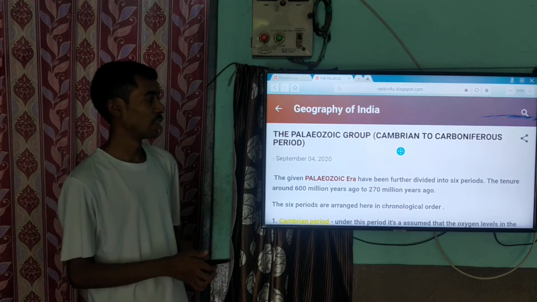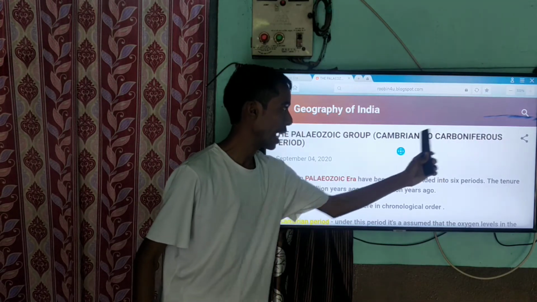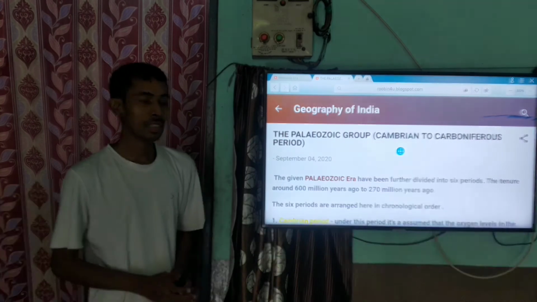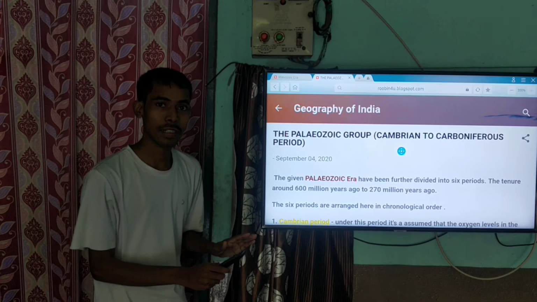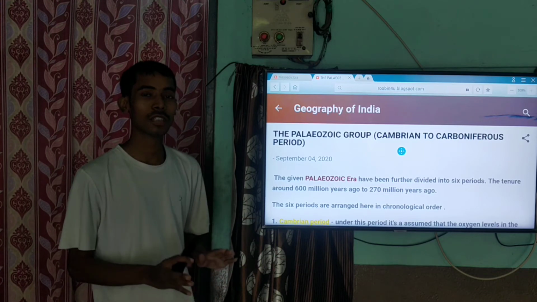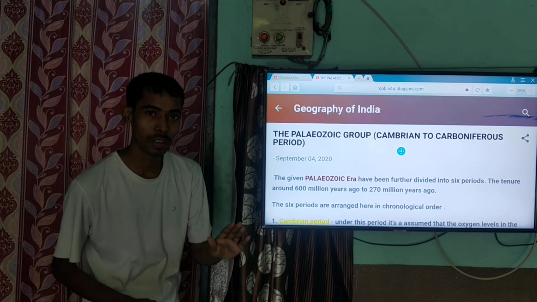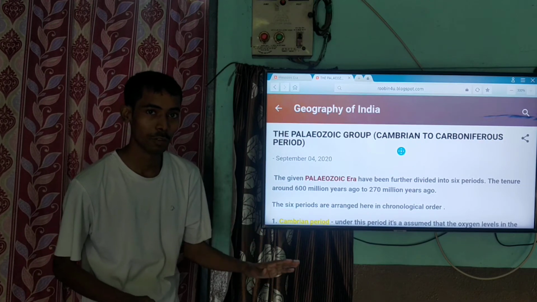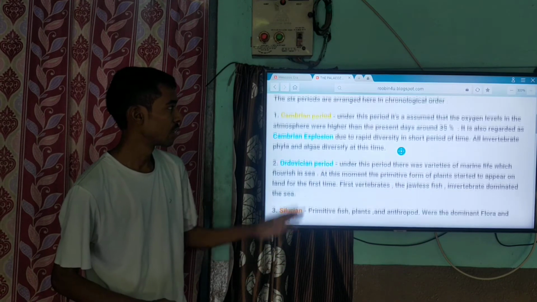Now, see here you can see Cambrian to Carboniferous. Why has it been written? See, the main reason is that this Paleozoic era has been further divided into 6 periods, okay? And I have given them here in chronological order. So the very first one which you will get is Cambrian.